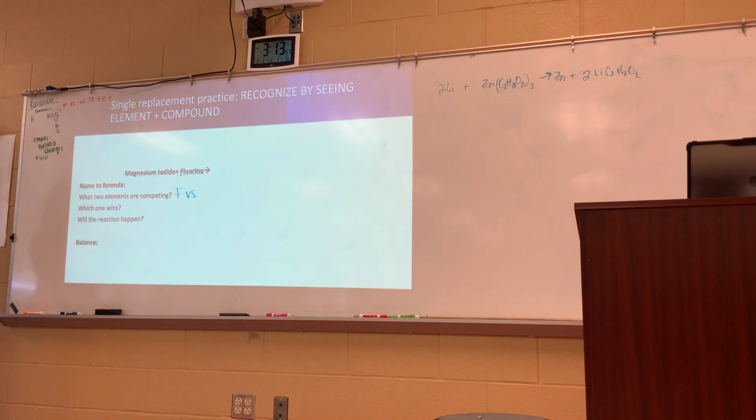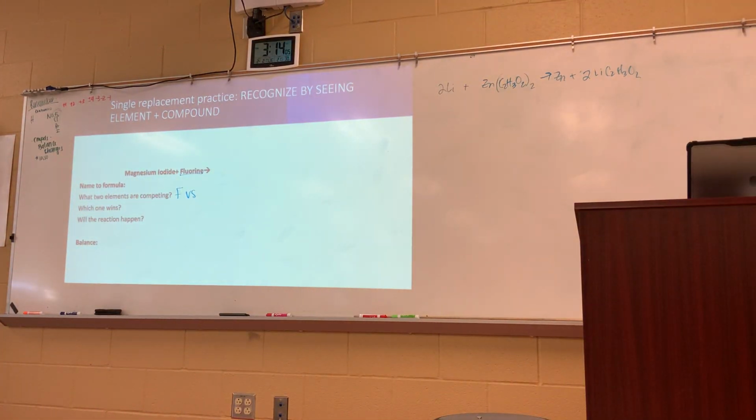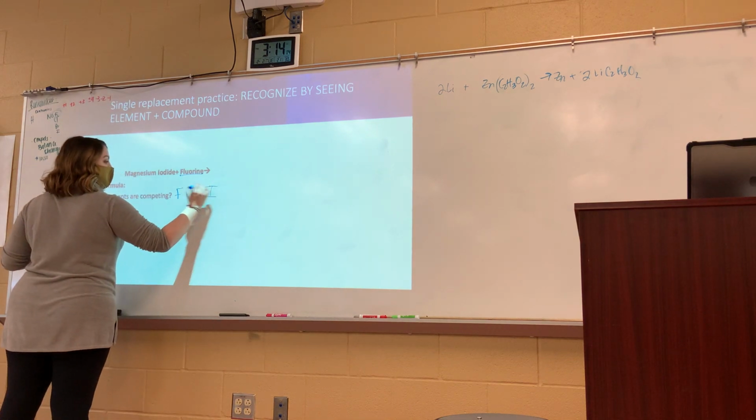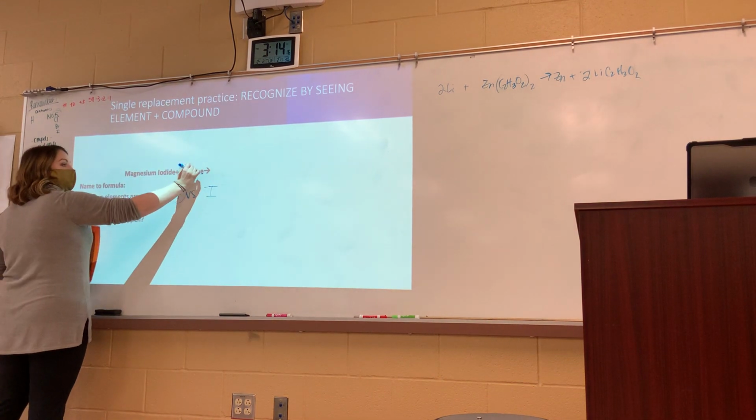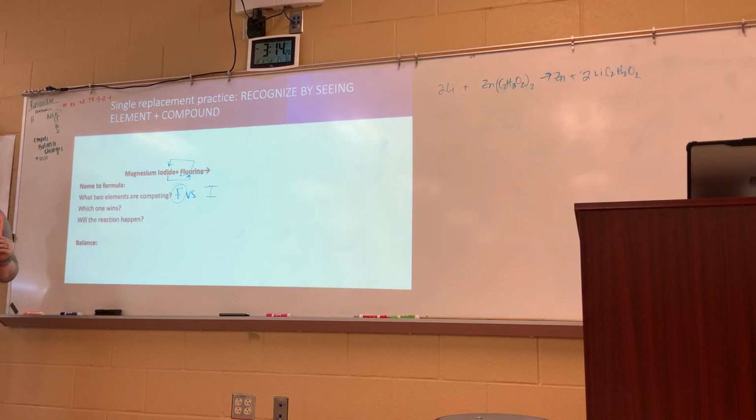Is magnesium on the same column as fluorine? Fluorine's right here. It can only compete with this little bitty column. It can't compete with the other column. It's not on the same category. So F is competing with I. And which one wins? F does. F wins. So fluorine comes and kicks iodine out and switches places with it.